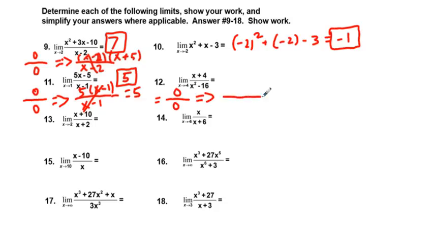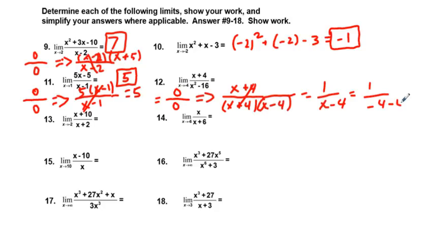So we're going to have in the numerator x plus 4, and in the denominator, we're going to have a difference of squares. X squared minus 16 is going to be quantity x plus 4 times quantity x minus 4. And so x plus 4 over x plus 4 cancel, and we're left with 1 over x minus 4. And then if we substitute in negative 4, we get 1 over negative 4 minus 4, which equals negative 1/8. So negative 1/8 is our answer to problem number 12.